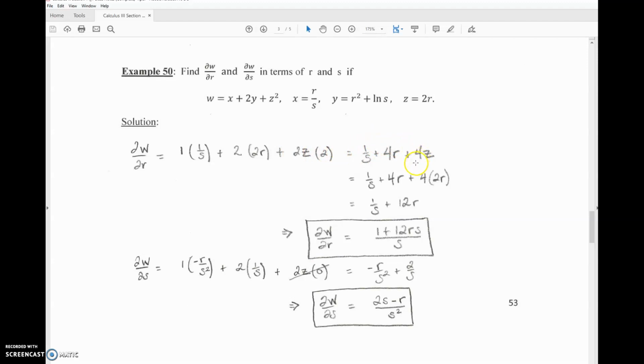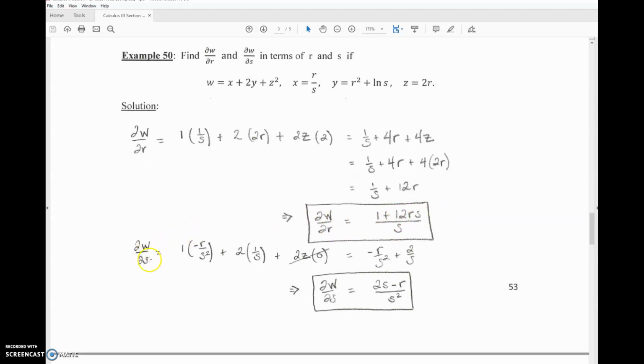Now I need to get everything in terms of r and s, so the only thing I need to substitute back in here is z equals 2r. So I put that right there. So I end up with 1 over s plus 12r, and if I'd like to write that as one fraction, my common denominator is s. So partial w with respect to r is 1 plus 12rs, divided by s.